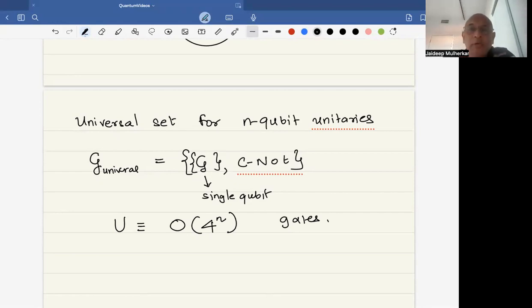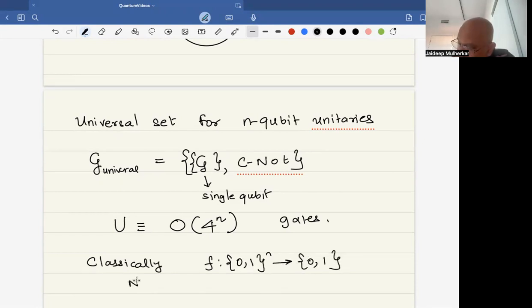And it turns out that even in the classical case, if I have a function from {0,1}^n to {0,1}, then we know that gates such as the NAND gate are universal for classical computation. But in general, most functions like this will require 2 to the power n over n classical gates.